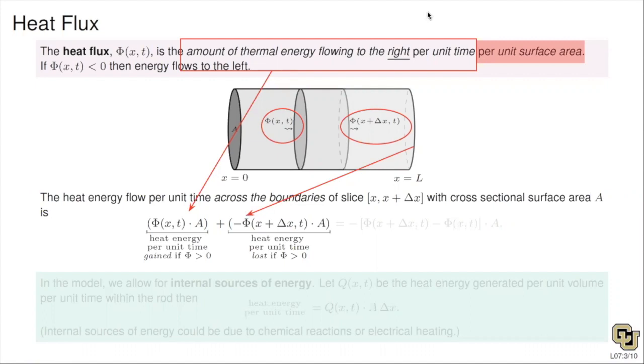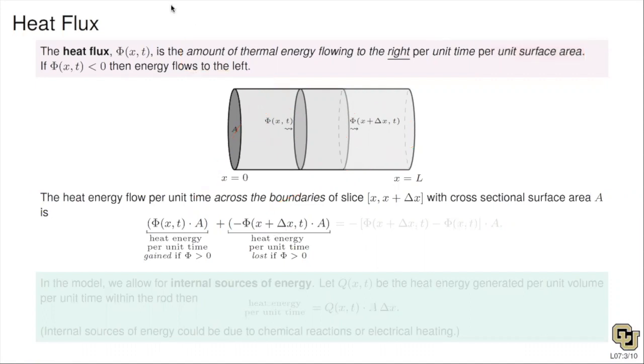Okay, so now, to make this more calculus friendly, some math trickery. I'm going to factor the minus sign all the way out and write the phi of x plus delta x term first. If you distribute the minus sign, you get exactly back to this term, and this is the energy flowing in on the left side. This is the heat energy flowing out at the right side.